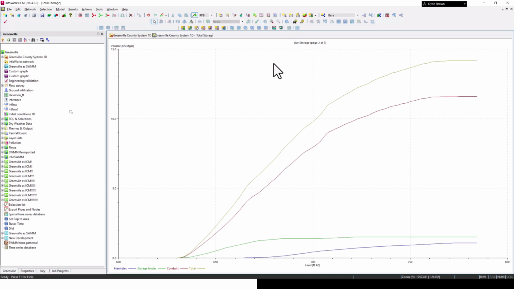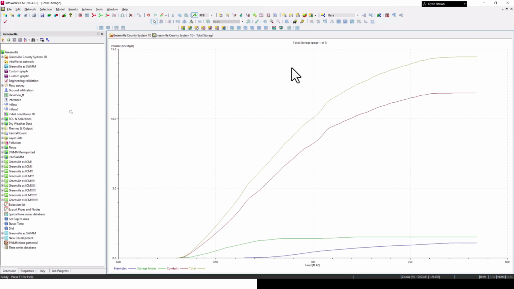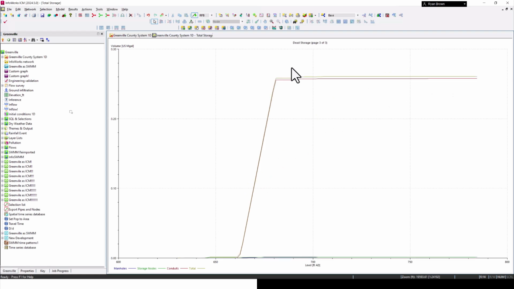I can also use the arrow keys to toggle through some additional graphs, where we've got the live storage in each one of the storage manholes or conduits in addition to the total. If you flip back and forth, you can see a little deviance between the two. The third one is our dead storage in the system, and as you can see from the y-axis here, we've dropped down pretty significantly, from a y-axis maximum of 15 million gallons down to probably 0.25 million gallons. So that's the amount of dead storage we have in the system.